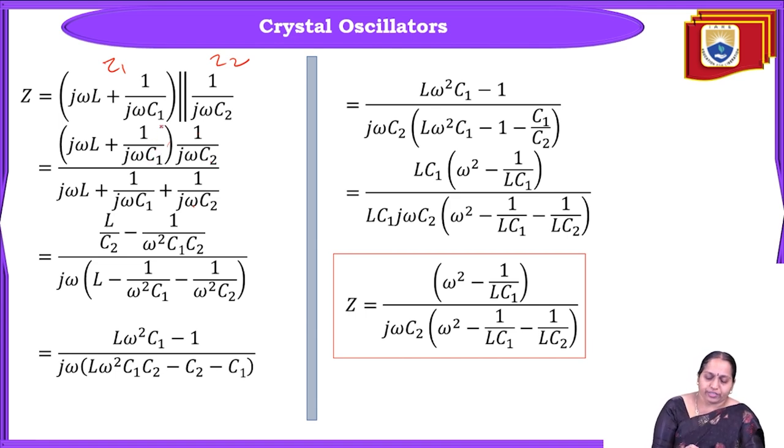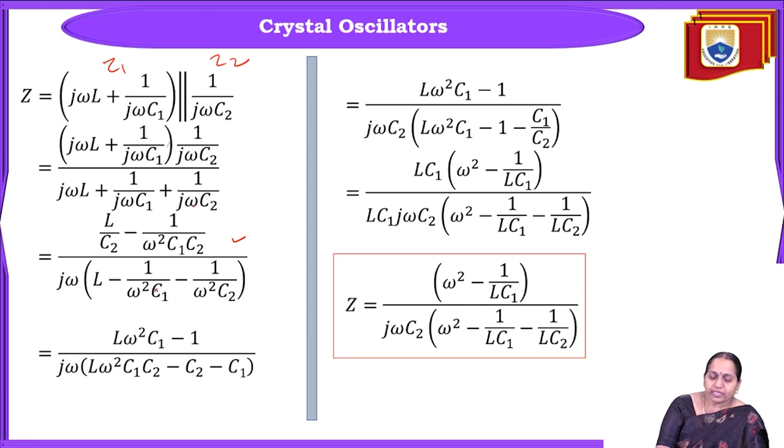here you will get L by C2 minus 1 by omega square C1 C2. That is just multiplying j omega L into 1 by j omega C2. The j omega cancels, so you have L by C2. Plus j square is minus 1, so you will have minus 1 by omega square C1 C2.